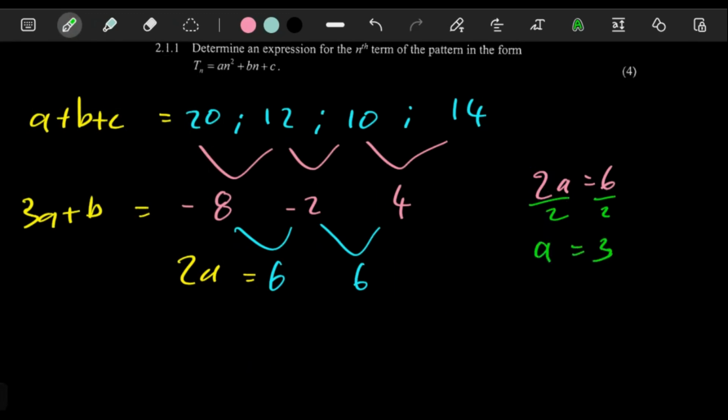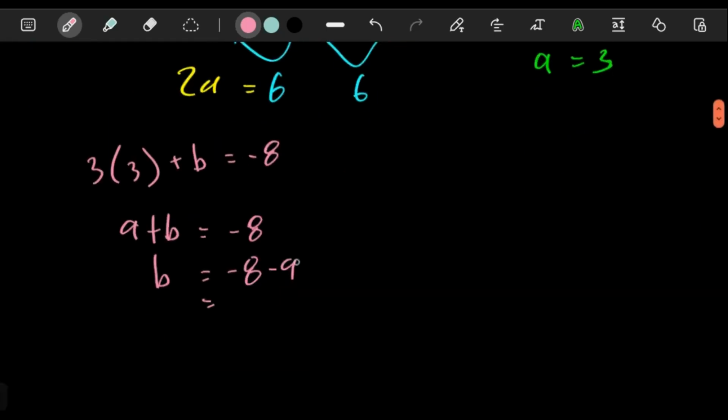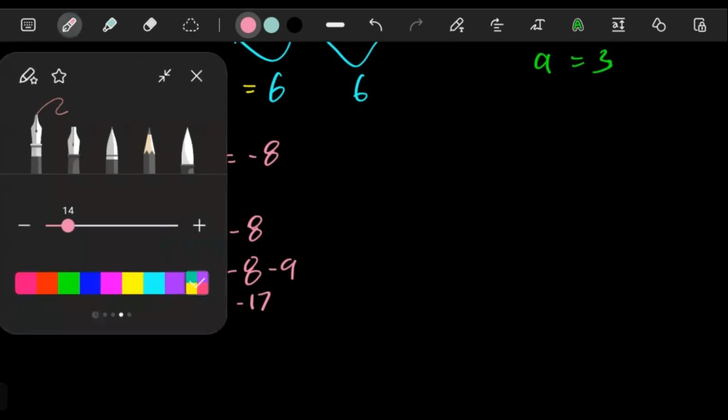And then after that, you can throw 3 where a is here. 3 times 3 plus b equal to negative 8. So this is 9 plus b. Here, 9 moves to the far left. It's like negative 8 minus 9. So this is like negative 16 minus 1. That's like negative 17. So there we are.